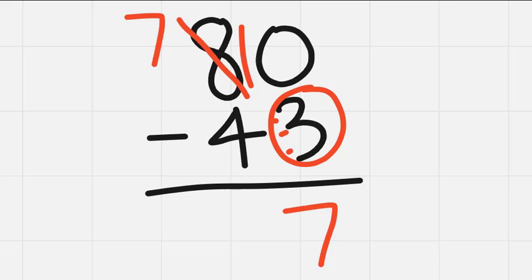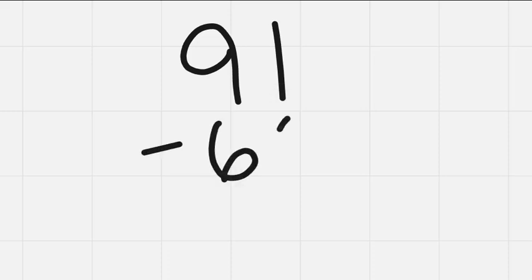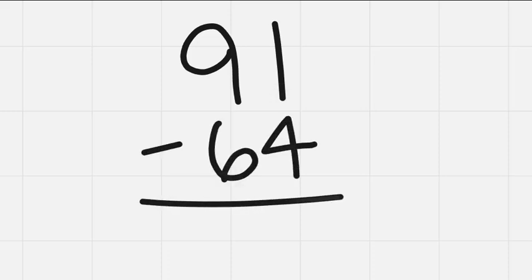Next, between 7 and 4, we'll circle the 7, touch and then count backwards. 7, 6, 5, 4, 3. 7 minus 4 equals 3. So 80 minus 43 equals 37. Be sure to check your work. Let's do one more problem. Let's do 91 minus 64. Please copy this problem down.